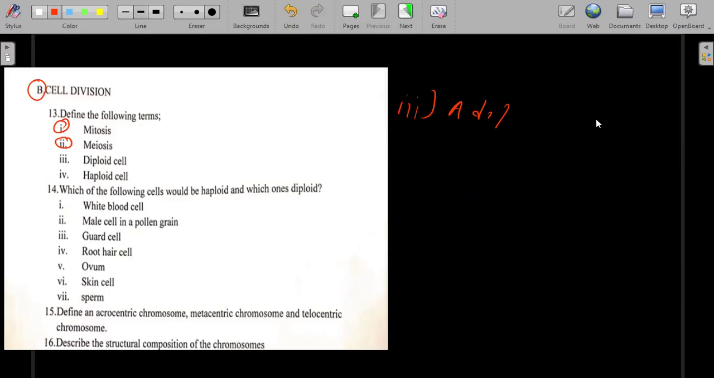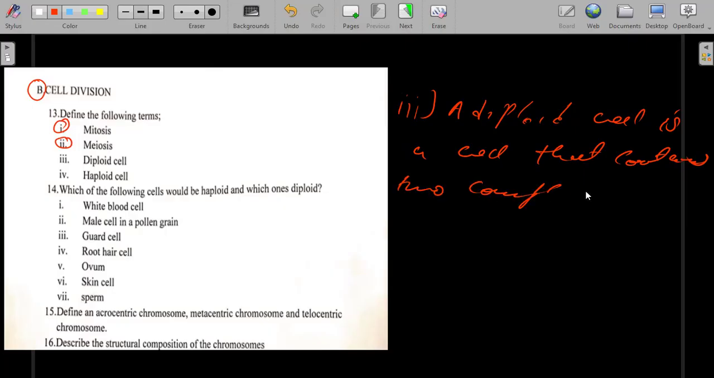So we have part 3 there, saying a diploid cell. A diploid cell is a cell that contains two complete sets of chromosomes. And it will be denoted by 2n. So that's what a diploid cell is.